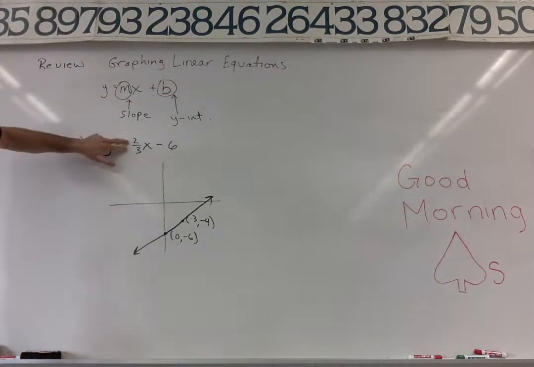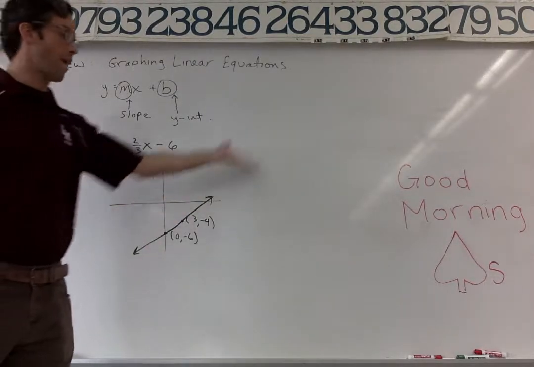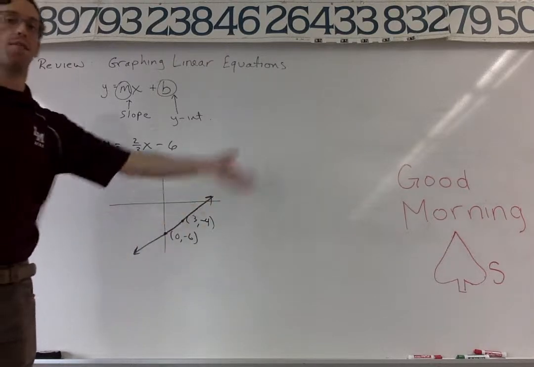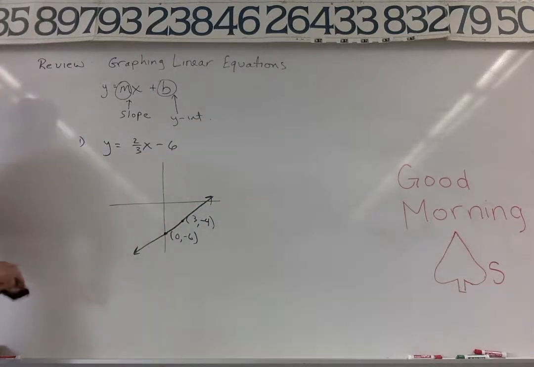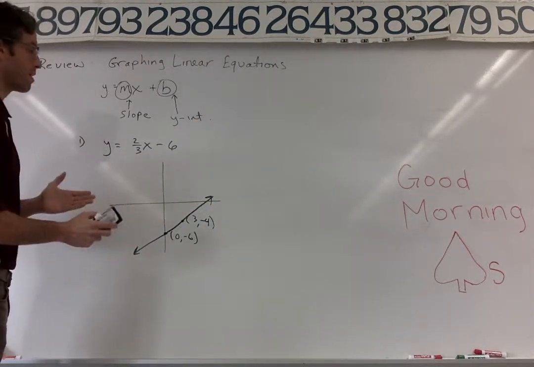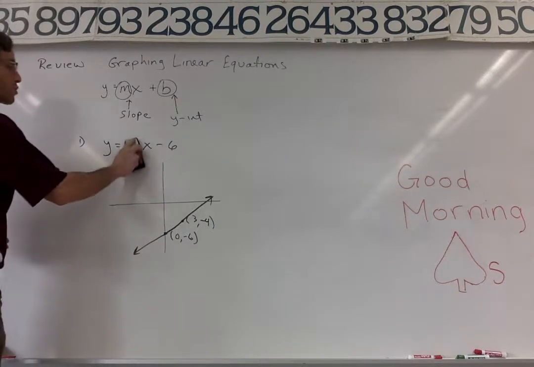Now, keep in mind, the slope is positive, right? Whenever the slope is positive, the graph's going to go up, left to right. The graph's going to increase left to right if the slope is positive. All right? So that's one way just to double check, make sure you didn't make a mistake. All right? Let's do another one.